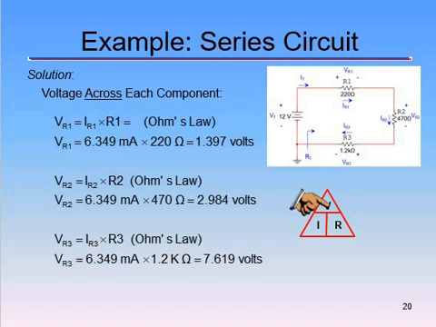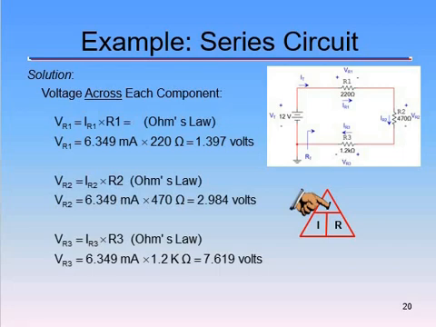Last, we have to calculate the voltage drop across R3. I'm sorry, we're calculating V3. So total current, still the same, 0.006349 amps times 1200 ohms. I changed that 1.2 kiloohms to ohms. So 0.006349 times 1200 gives us 7.619 volts.